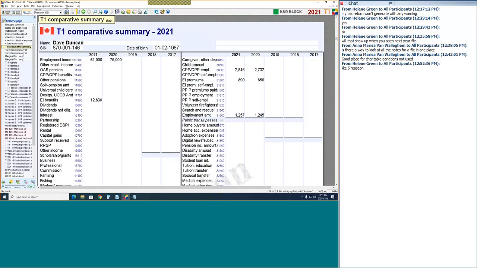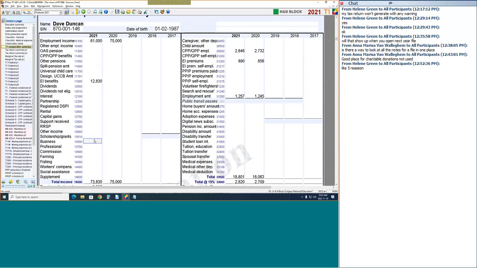So I'm going to show you the opposite side of things. How do we explain a balance owing? EI benefits generally don't have enough tax withheld. EI benefits will increase the balance owing. Interest income, dividend income might increase the balance owing. You're adding income to the return that hasn't had tax withheld from it. If you've received support that's taxable, that's going to increase your balance owing. If you have social assistance or workers' comp, it's not going to increase it, because it's not taxable. So those would not show up as an explanation.